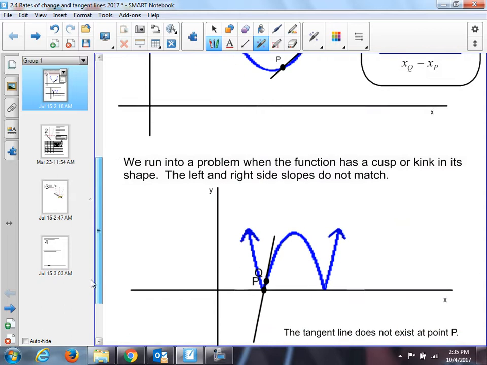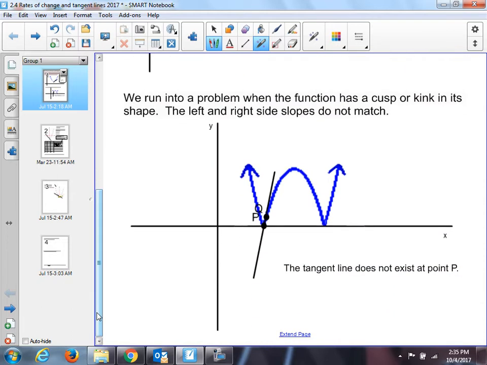You could see that from the left to the right you'd get the same value, but do you see how we'd run into a problem if the function has a cusp or a kink in it? A cusp is sort of like the official name, but this kind of a shape. Why? Because, well, just take a look. From the left and from the right, do you get the same value? Here I'm getting something that's very steep, but increasing from left to right. From this side, if I had q on that side, you get a negative value. You will not get the same slope.